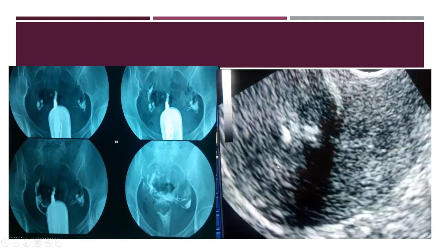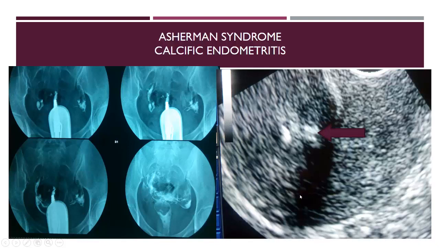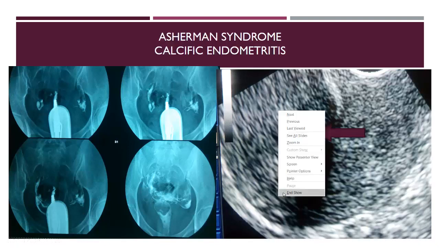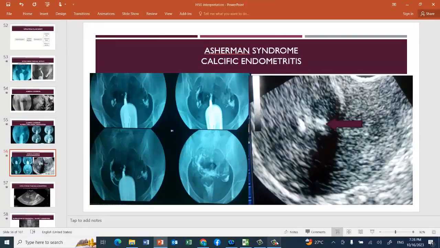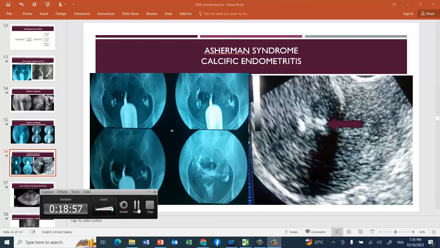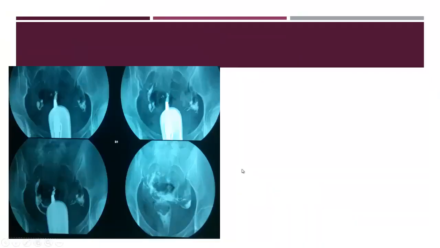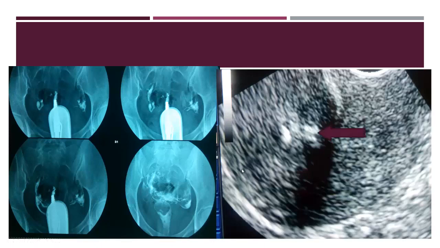And when we do ultrasound, we just see calcific endometritis. Here there is calcific endometritis, and this is very, very common with TB salpingitis and endometrial cavity involvement. This is the calcification seen on ultrasound. So this is Asherman syndrome, calcific endometritis. And here the ultrasound can detect this. So this is tuberculous salpingitis. This is calcific endometritis.